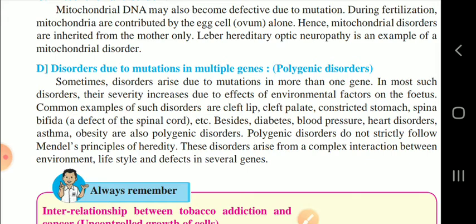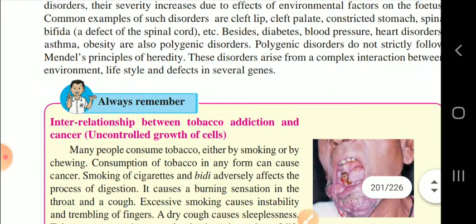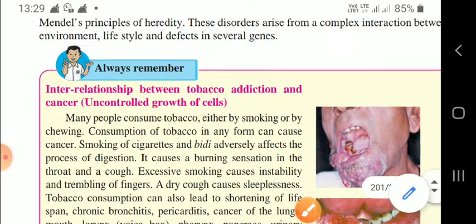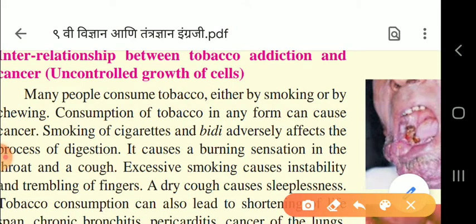Now we'll see the interrelationship between tobacco addiction and cancer. So what is the relation if any person is addicted to tobacco and it causes the cancer. So we are going to study this topic now. Many people consume the tobacco either by smoking or by chewing. Then consumption of tobacco in any form causes the cancer.